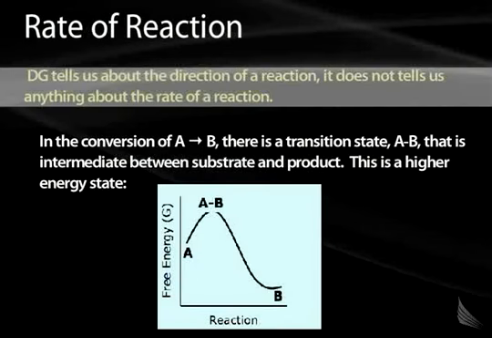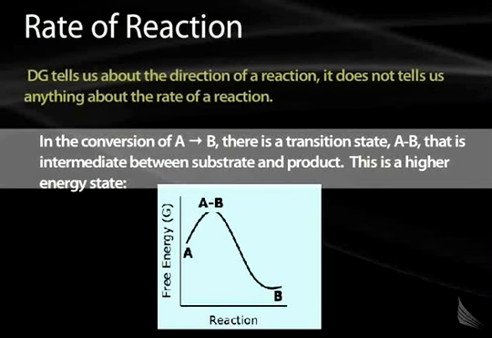Now, delta G tells us about the direction of a reaction. Do we move from substrate A to product B, or do we move from product B to substrate A? Which direction is the reaction going to go in? But most times in the conversion of A substrate to B product, there's some transition state, which we call A-B double dagger, that's an intermediate form between the substrate and the product. The formation of this intermediate usually requires more energy than exists in the substrate itself. And so it's a higher energy state.